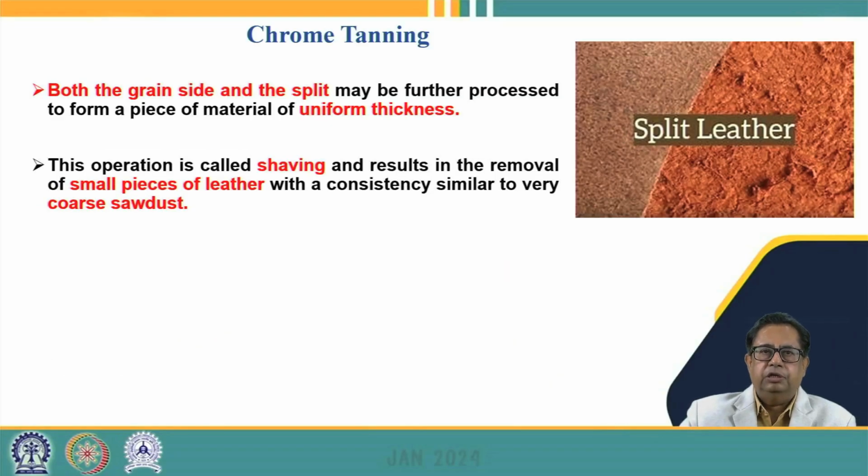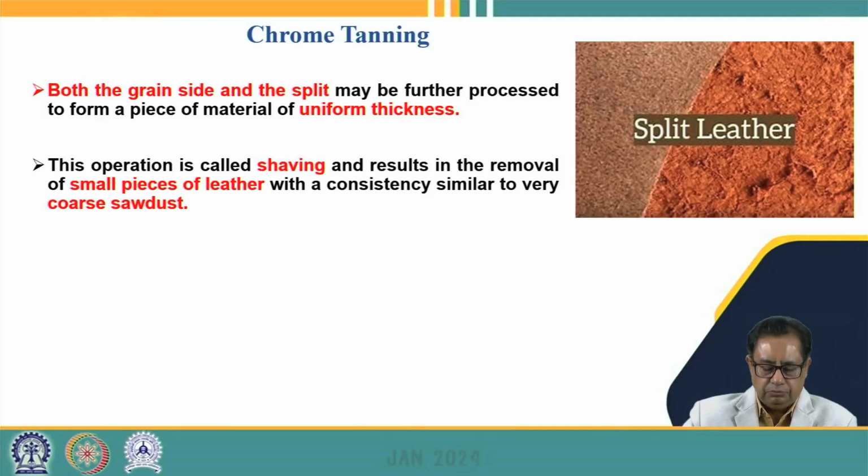Both the grain side as well as the split may be further processed so they can have uniform thickness. For this we go for a process called shaving, where we try to remove small pieces of the leather. When we make the thickness uniform, it may result in very small pieces of leather very similar to coarse sawdust. These are removed from the leather and are called shavings, and they may result in solid waste generation.